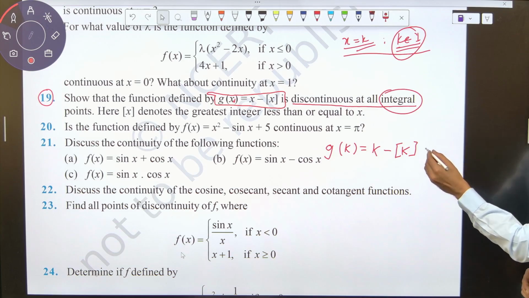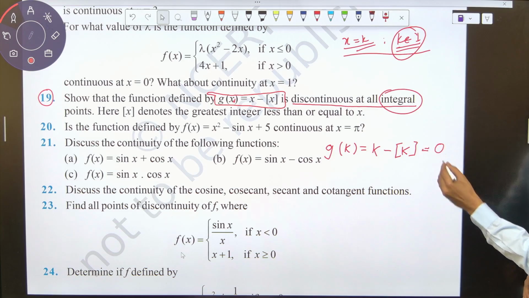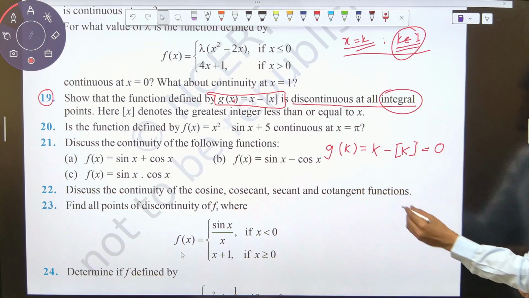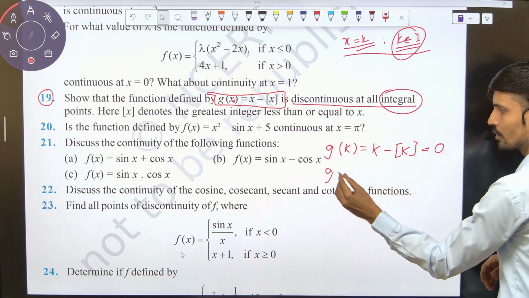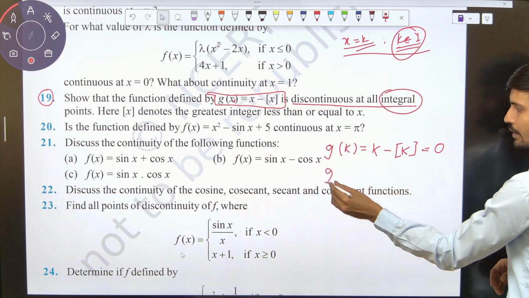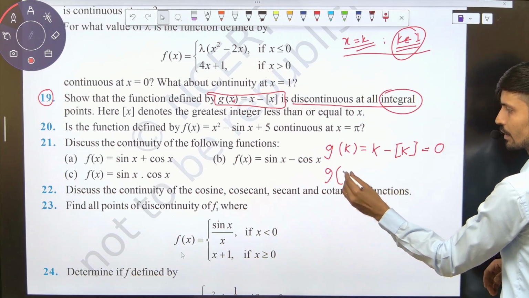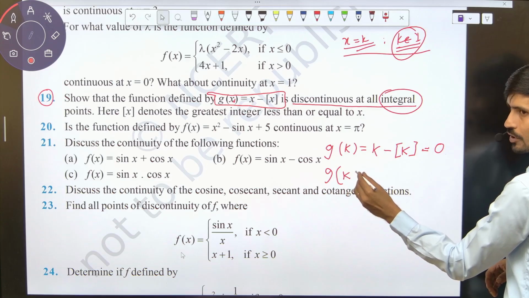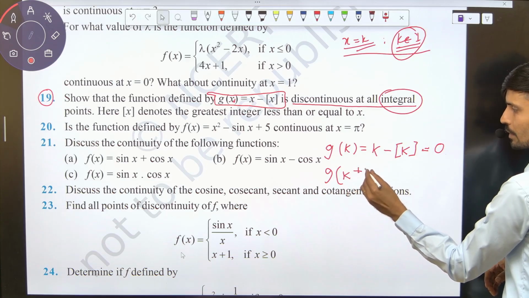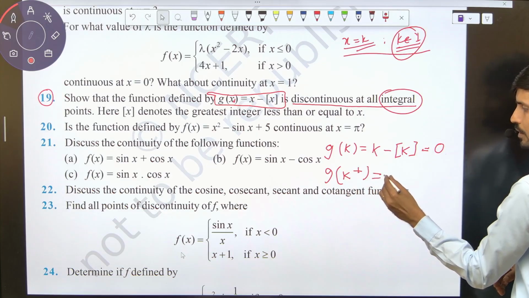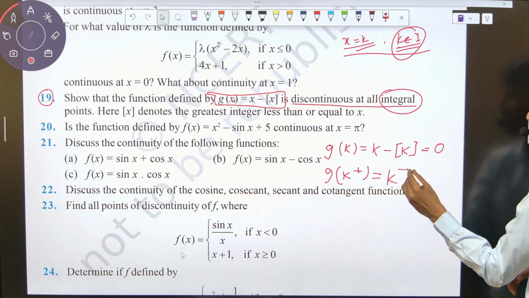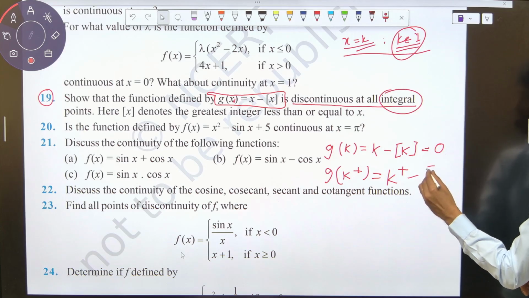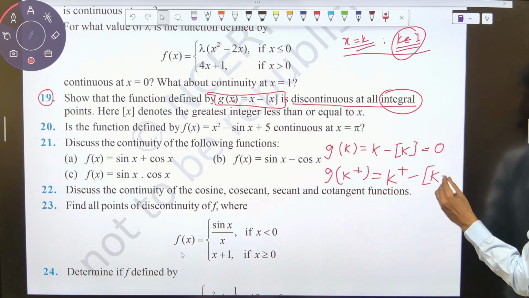So this will become our 0. Now we are going to find g of k plus or minus, you want to find? Tell me. Plus. So what will this become? k plus minus greatest integer of k plus.